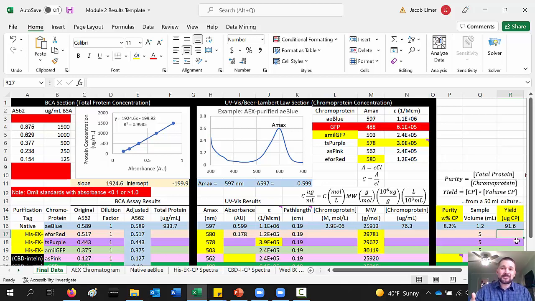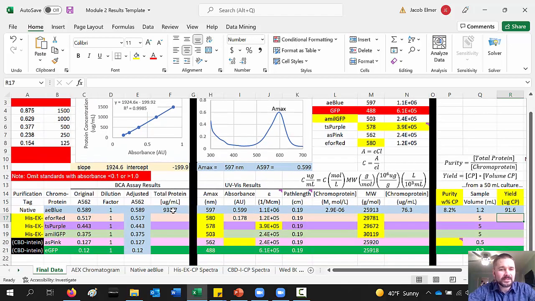But at any rate, what I'd like you to do in your lab reports is compare these purity and yield values across the different purification methods to see which method gives you the highest purity, which method gives you the highest yield. Okay? And you'll find that different methods have different advantages. All right? So yeah, just for the sake of argument here, let's go through and do all those calculations.